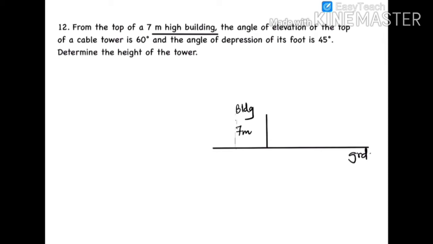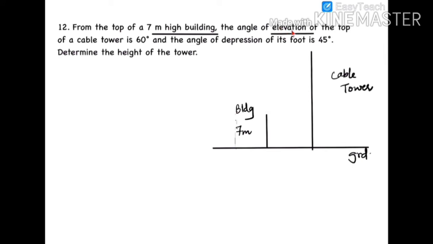This means that the height of the cable tower will be more than the height of the building. So let's say this is the cable tower. How did we know that the height of the cable tower is more than the height of the building? From the question, an observer is at the top of a 7-meter building and looks at the top of the cable tower, making an angle of elevation.